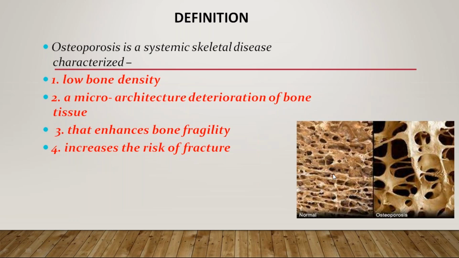Normally inside the bone, the architecture is a compartment-like, compact structure. But in porous bone the architecture will be deteriorated and the bone becomes fragile. Due to the fragility, there is a high risk of fractures.